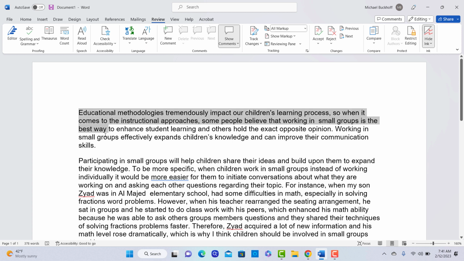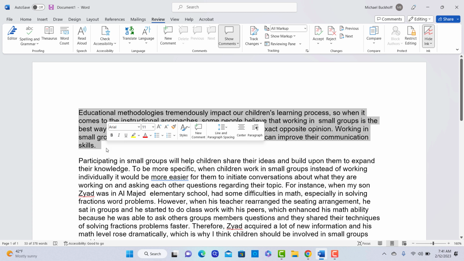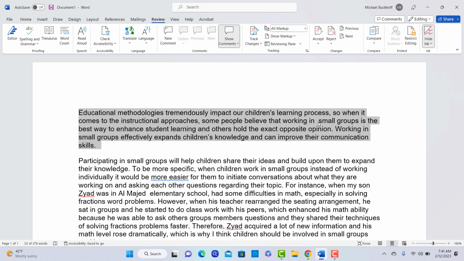Now, what I did is I made this paragraph a lot more concise. So if you want to study more about this, if you go into my online TOEFL course, stealth.michaelbuckoff.com, in the grammar part of my course, I have a lesson. I think it's grammar lesson number 26 about being more concise.